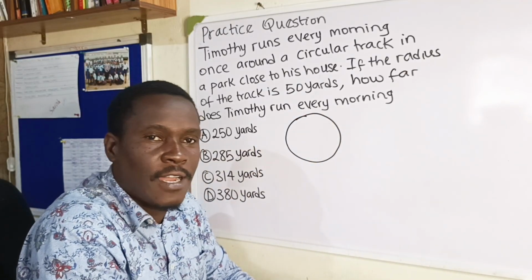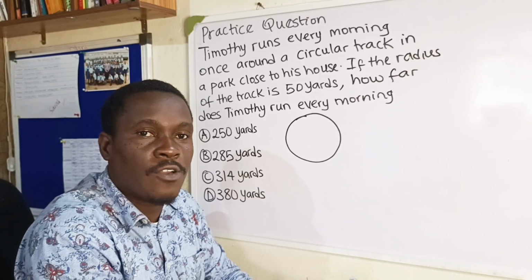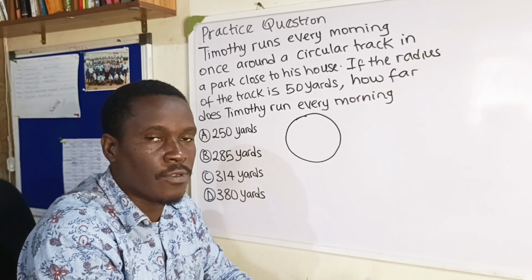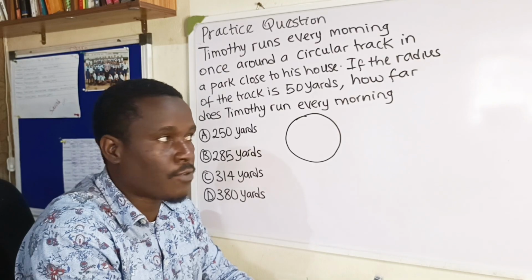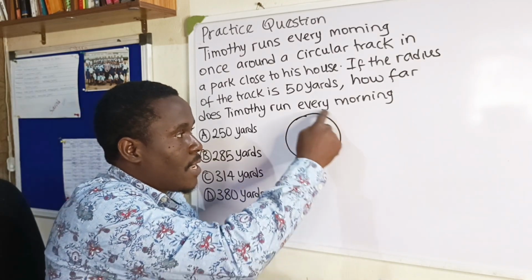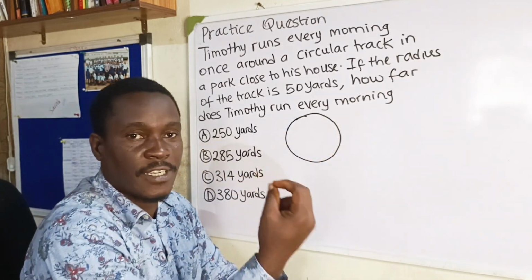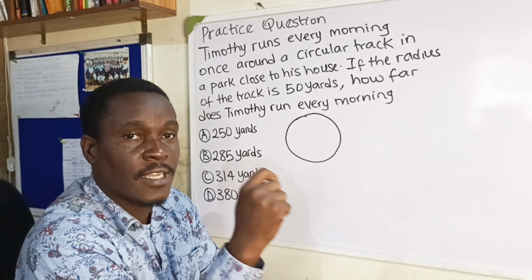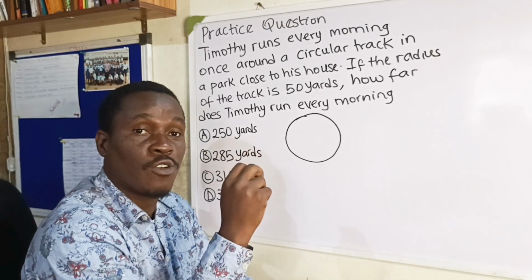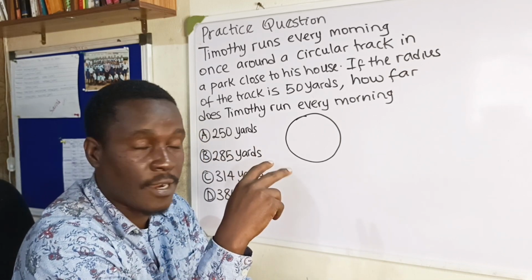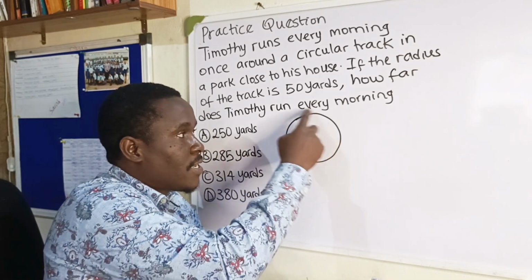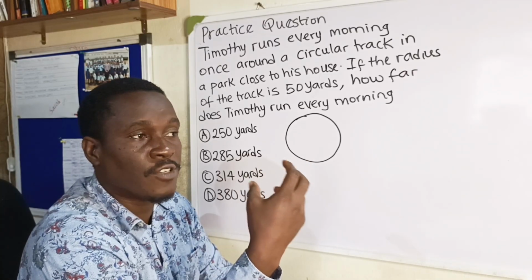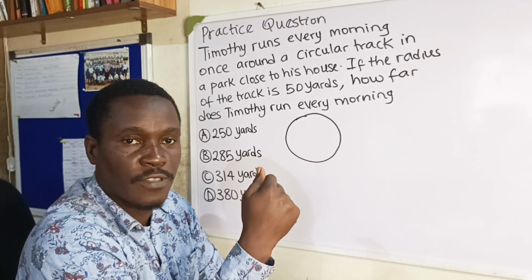So when you are running around a track, are you running on the area of the circle or the circumference of the circle? Most likely the circumference of the circle, because you are running around the track and the track is circular, which creates a circumference. So we are asked, what is the distance Timothy runs? Remember, he runs once around this track, right? Going once around this track is equal to the circumference of the circle. So we need to apply the formula for circumference of a circle in order to solve this question.